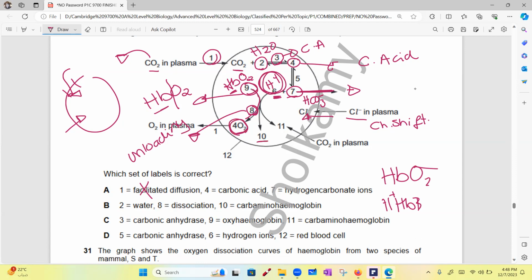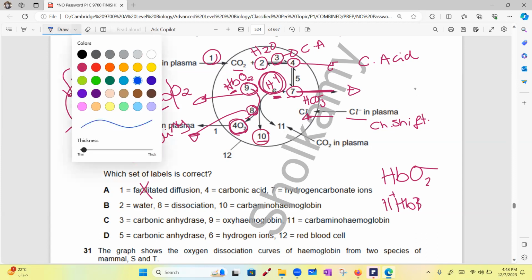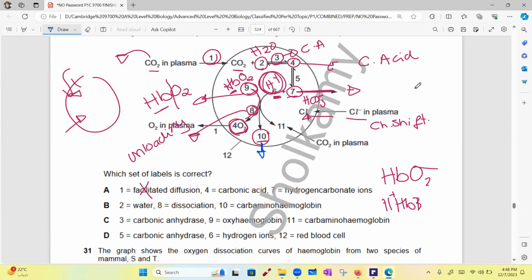Now, what is 10? When the hydrogen binds with the hemoglobin, it will give me 10. What is 10? Let me change color. 10 is what? Hemoglobin plus hydrogen ions. It will give me 10. What is 10? Hemoglobin, hydrogen ions plus hemoglobin. What is this molecule called? Is it carbaminohemoglobin? No, my dear. It's hemoglobinic acid. Remember it. Hemoglobinic acid. Okay? For everyone.